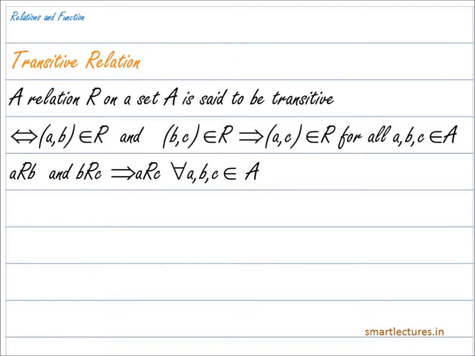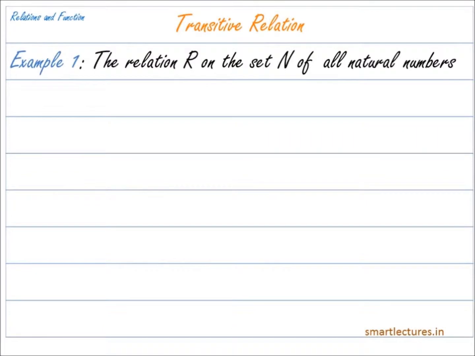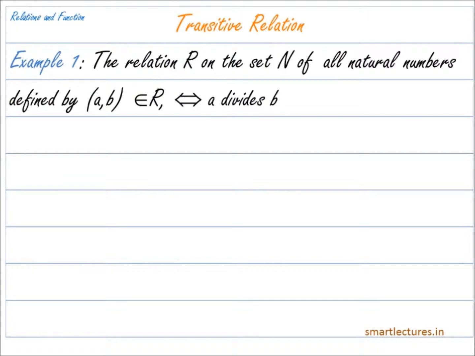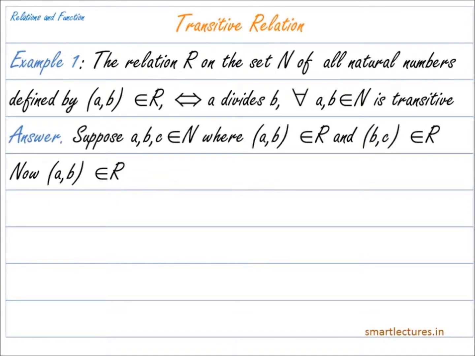Now let's understand this with an example. The relation R on the set N of all natural numbers defined by (a,b) belongs to R if and only if a divides b for all a and b belonging to natural numbers is transitive. Now suppose a, b, c belong to N, where (a,b) belongs to relation R and (b,c) belongs to relation R. Now (a,b) belongs to R. That means a divides b, or b is equal to m into a, where m is a natural number.